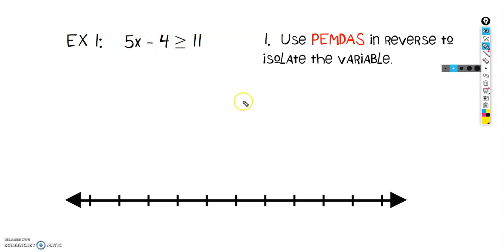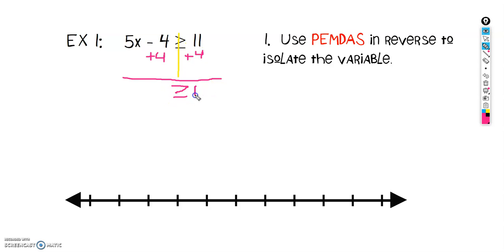Let's grab a tool. I'll draw my wall to separate. I don't think I want yellow though. And my equal sign down here. I'm going to be using PEMDAS in reverse. That means we're getting rid of addition and subtraction to begin with. So plus 4, what I do on one side, I do on the other. Plus 4. Bring down the inequality sign as it's written.